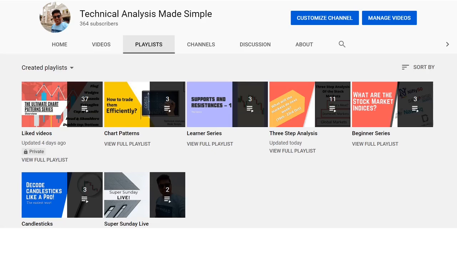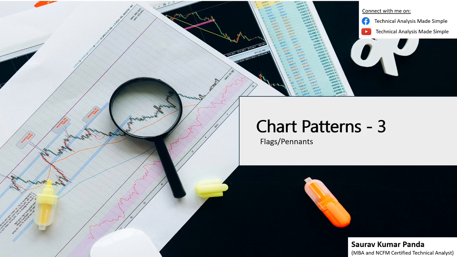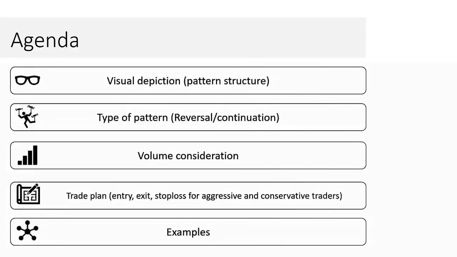Now let's start this video. As I said, this is the third part, that is flags and pennants. So the agenda for this video is, first we will look at the visual depiction, that is how the pattern structure looks like, followed by the type of pattern, whether it is a reversal or continuation pattern. Then volume consideration. Volume is very important for flags, so make sure you keep an eye on that. Then the trade plan, that is entry, exit and stop loss, followed by a few examples. We will also be discussing how to implement these and how to find targets on TradingView. So stay tuned and watch the full video.